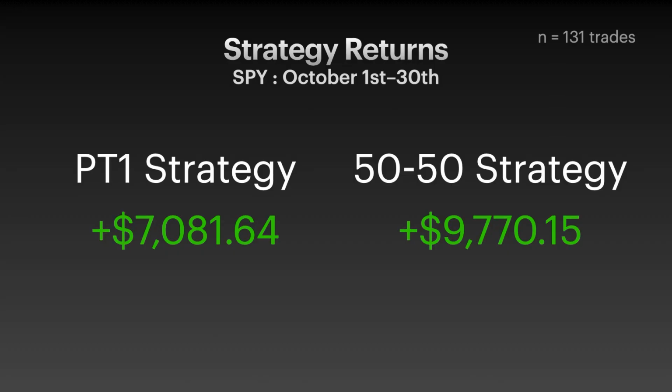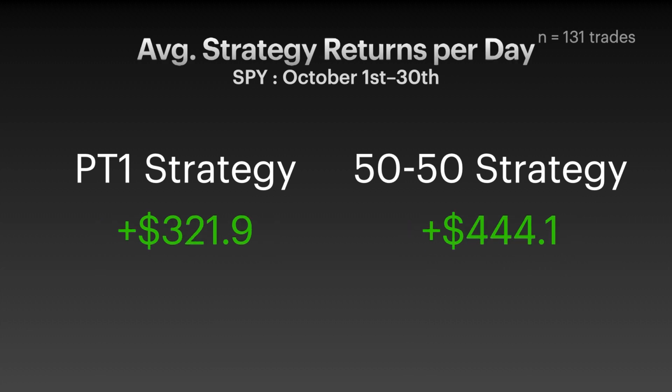Now for the total profit for the month of October trading the SPY. By sizing my position such that I was risking $250 at the stop loss, the profit target 1 strategy profited a total of $7,082, and the 50-50 strategy profited a total of $9,771. That's $322 and $440 per day on average.